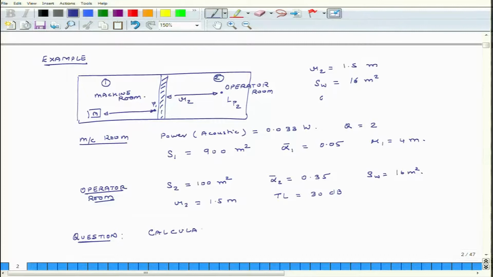we have to calculate LP2 and LP1, and the second thing we have to do is, so this is what we have to calculate. And if we think that the sound pressure level in the second room is very high, then how do we further reduce this sound pressure level in the second room? So, this is the problem.